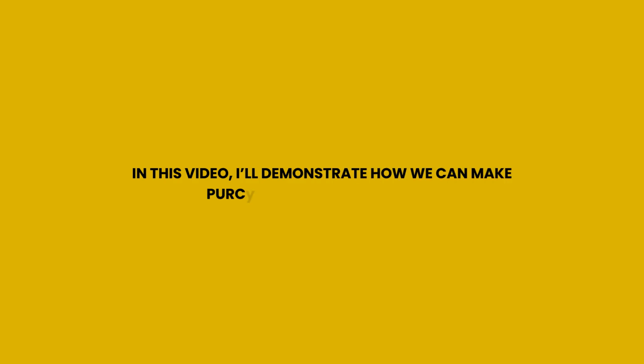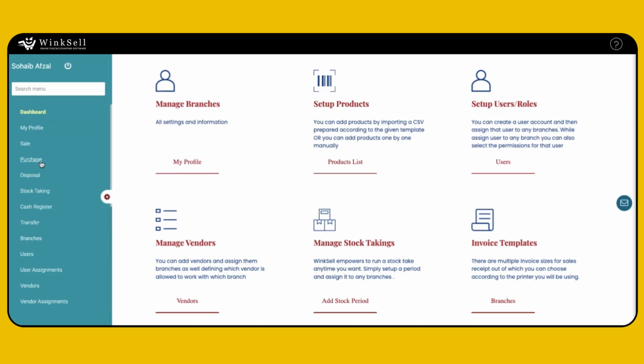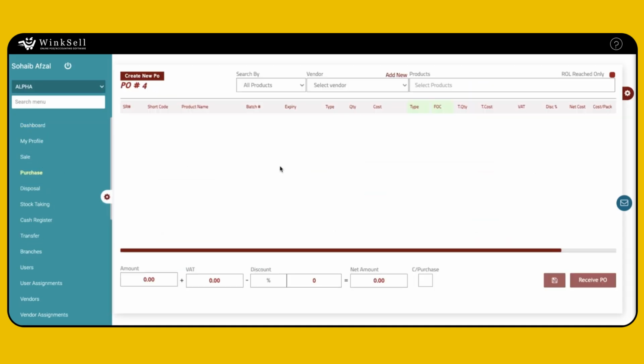In this video, I'll demonstrate how we can make purchase orders in WinkSell. A purchase record refers to the products you have bought and want to sell. You need to add all those products to the system. To do this, just click on Purchase in the menu item.